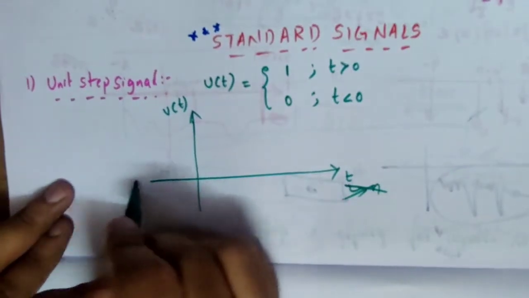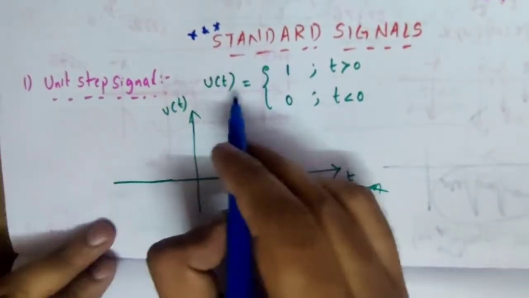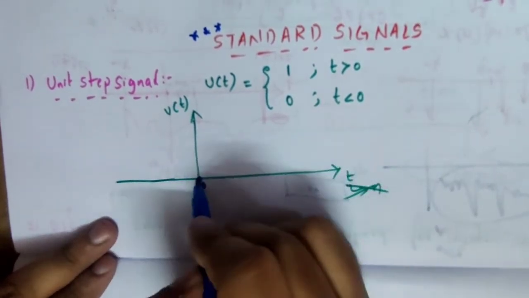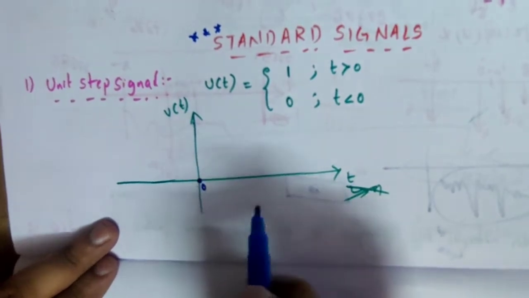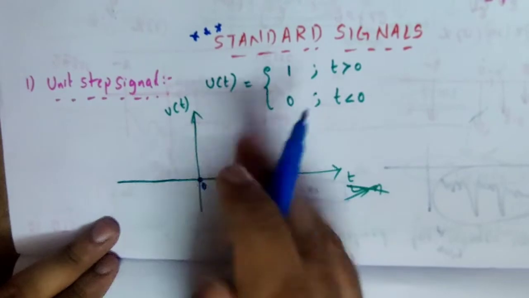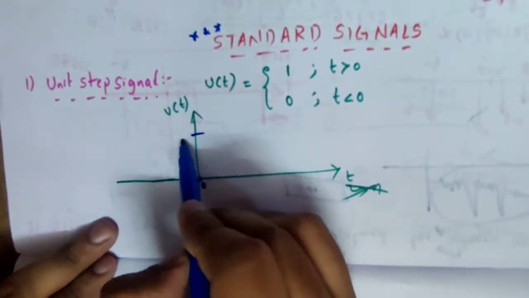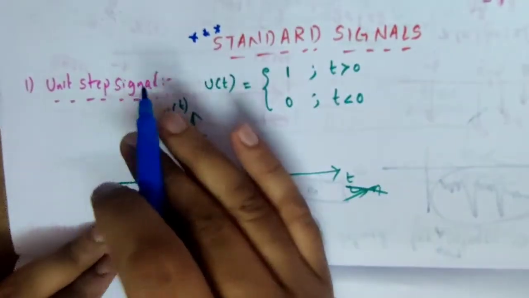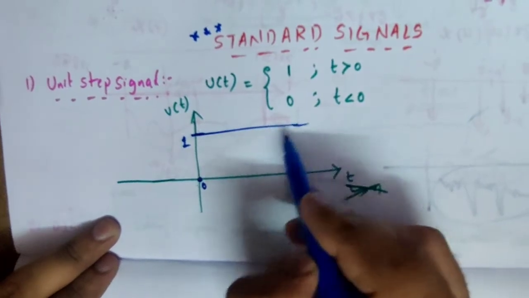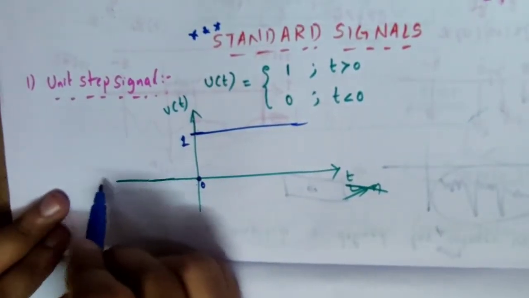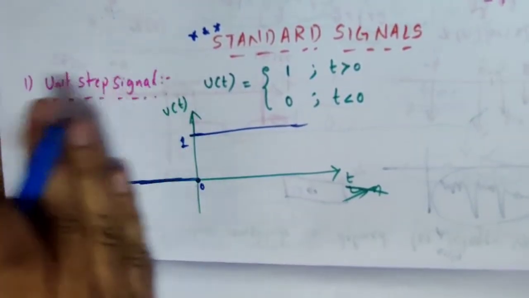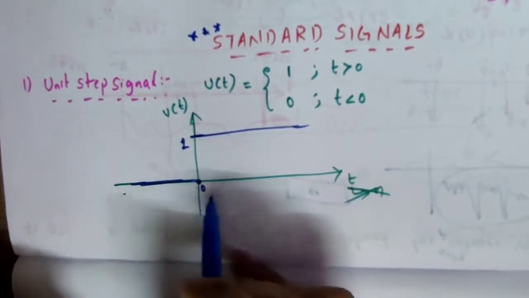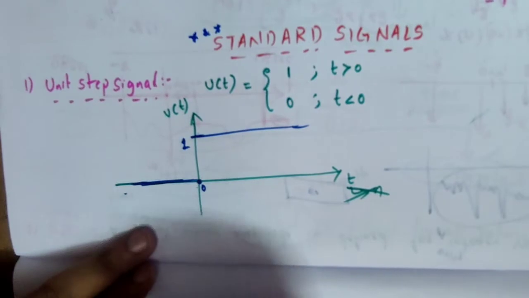What is given in the definition? It is 1 for t greater than 0. This is the origin, the intersection of the x and y axes. Whenever t is greater than 0, that is, for positive values, u of t will be 1. Let us consider this as 1. What is 1? It is amplitude, which we already discussed in the previous video. If anyone did not watch the previous one, please go and watch it, then come to this video. u of t is equal to 1 for t greater than 0, and it is 0 for t less than 0. On the left side of the origin, for all values of t less than 0, the amplitude of the unit step signal is 0. It will be indicated like this.